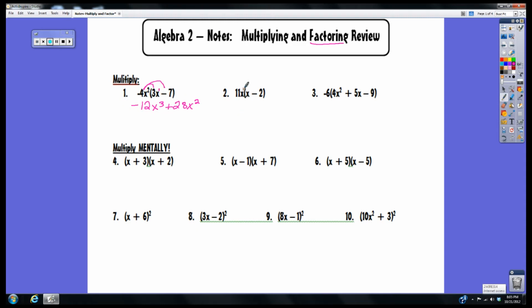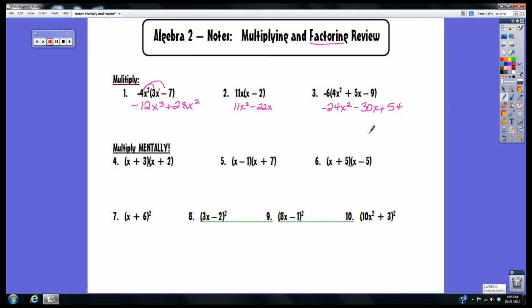So number 2, distribute. 11x times x is 11x squared. 11x times negative 2 is negative 22x. Moving along to number 3. Negative 6 times 4 is negative 24x squared. Negative 6 times 5 is negative 30x. And negative 6 times negative 9 is positive 54.